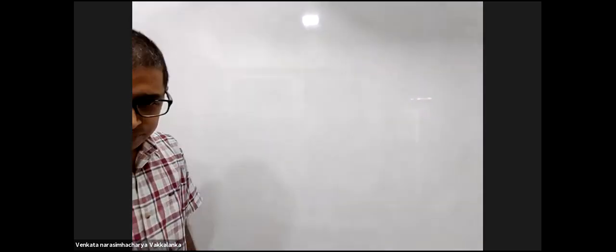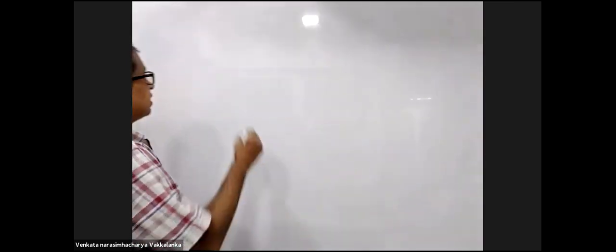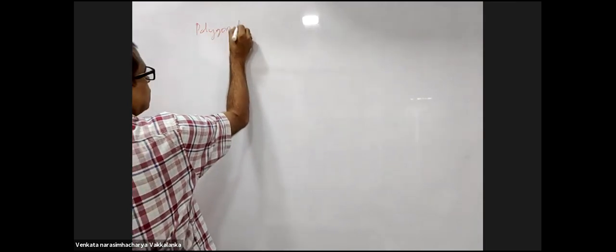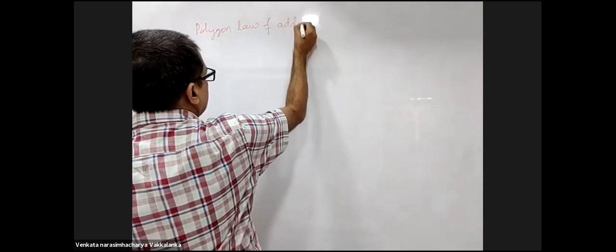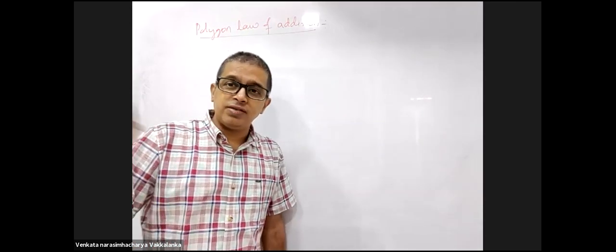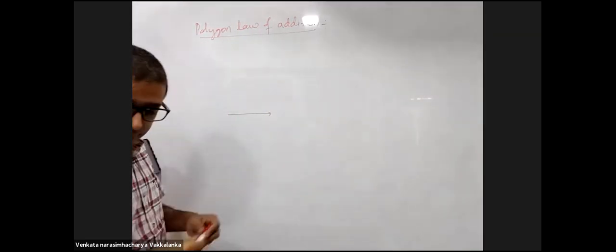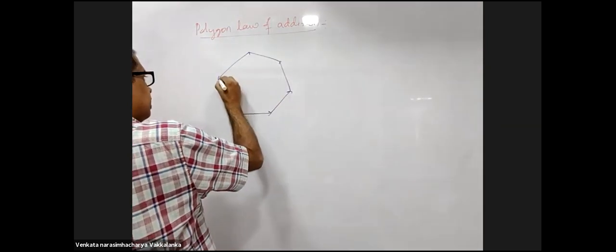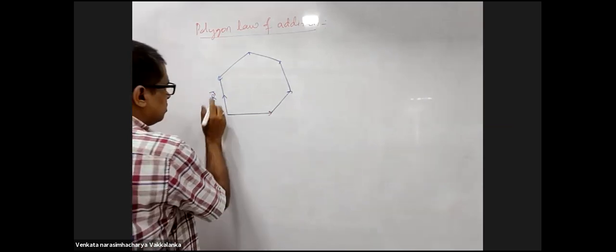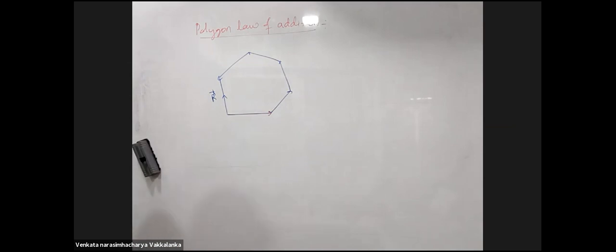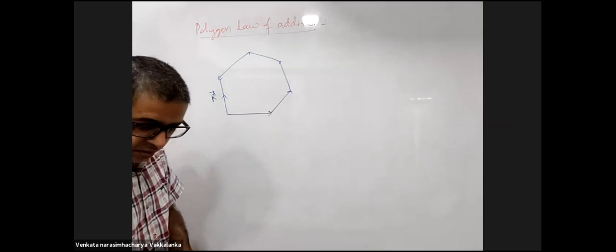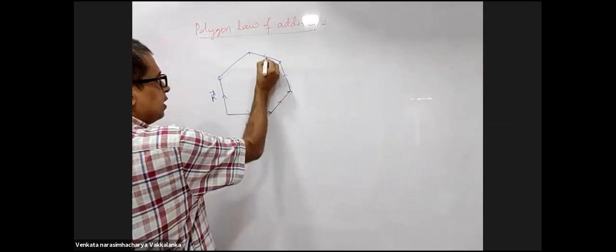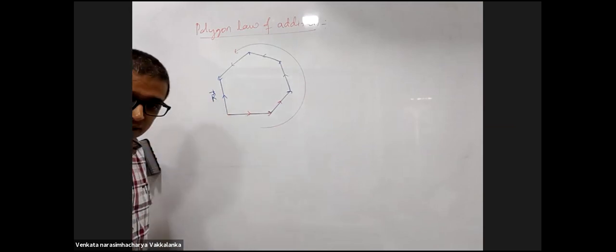Right? Now listen. What if more number of vectors are given? This is the polygon law of addition. If n vectors are represented as n sides of a polygon taken in one order, then the resultant is the closing side of the polygon taken in the reverse order.